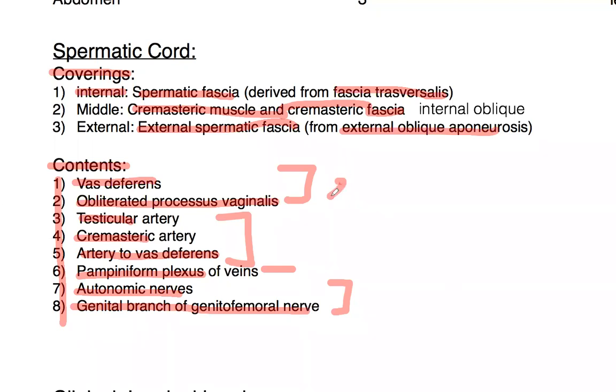Okay? Again, to remember it best, remember 2 structures, 3 arteries, 1 vein, 2 nerves. The structures are the vas deferens and the obliterated processus vaginalis; the arteries are the testicular artery, the cremasteric artery, and the artery to the vas deferens; the vein is the pampiniform plexus of veins; the nerves are the autonomic nerves and the genital branch of the genitofemoral nerve. Make sure that you memorize these, they're very important. Is that clear? Clear.